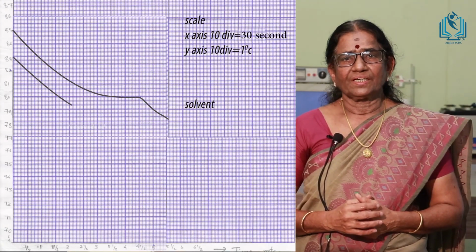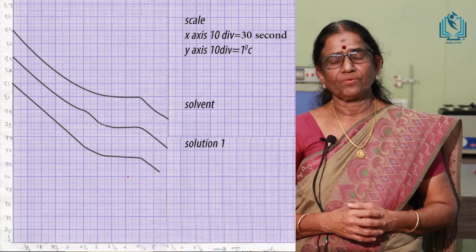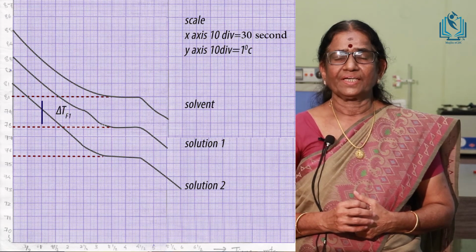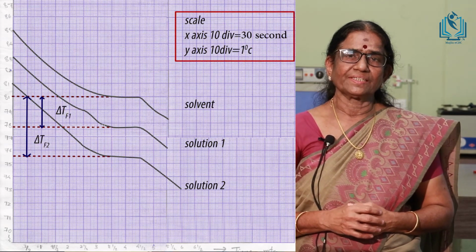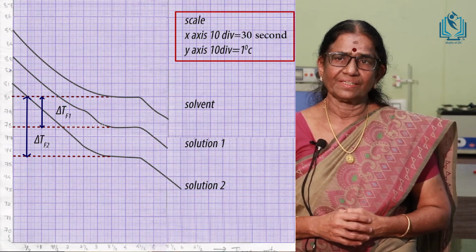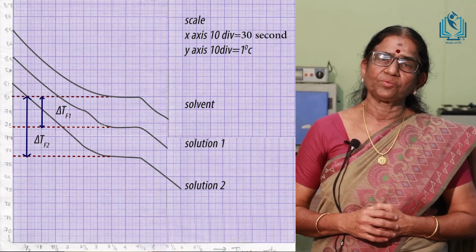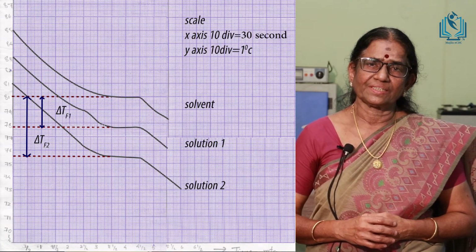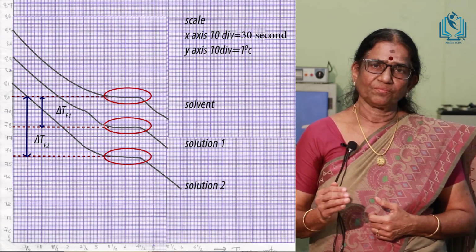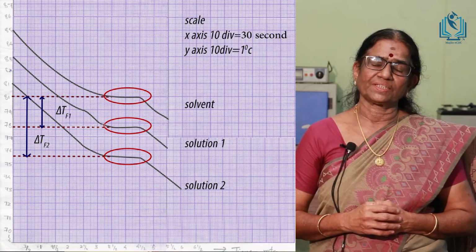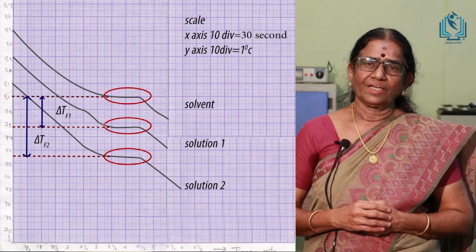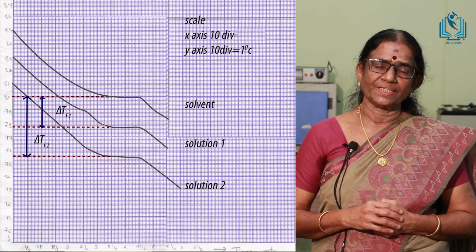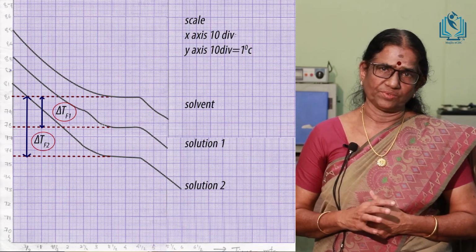Time temperature graph or cooling curves are to be drawn, and for this you have to take time on the x axis and temperature on the y axis. The scale is 10 division is equal to 30 seconds in the x axis and 10 division is equal to 1 degree centigrade on the y axis. And you can see that the temperature is remaining constant for at least 1.5 minutes. The temperature remains constant for 3 points, and you can extrapolate that line to the x axis in the case of solvent and the 2 solutions, and you can get the delta TF values in both the cases.